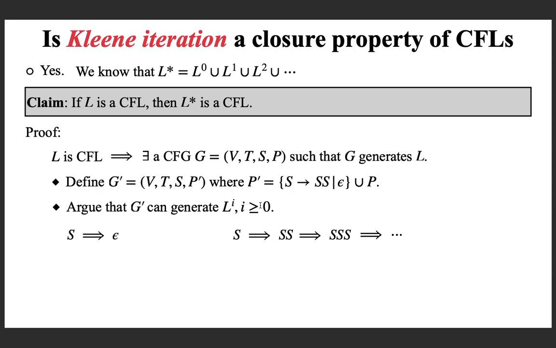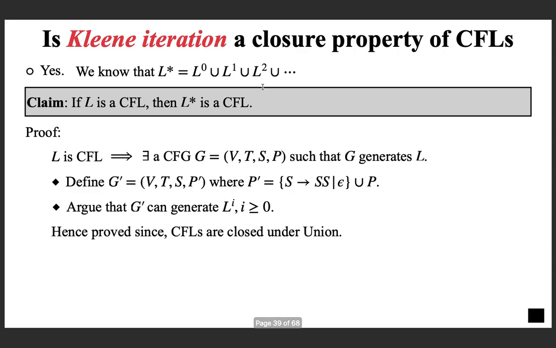Okay, now it remains to prove that the union is also context free, which we already have proved, and hence we can conclude that L star is context free. Here we proved that all these languages are context free, and now L star is their union, and we already know that context free languages are closed under union, and thus we proved that context free languages are closed under Kleene iteration.